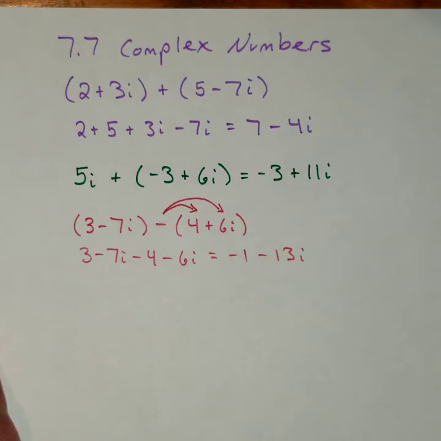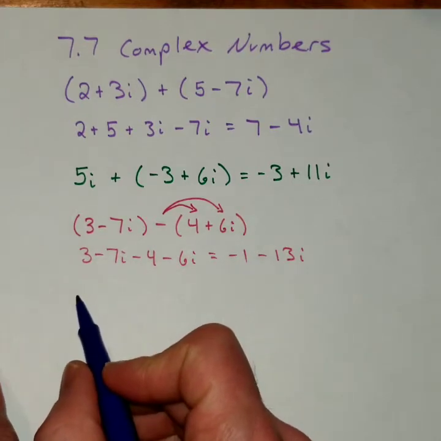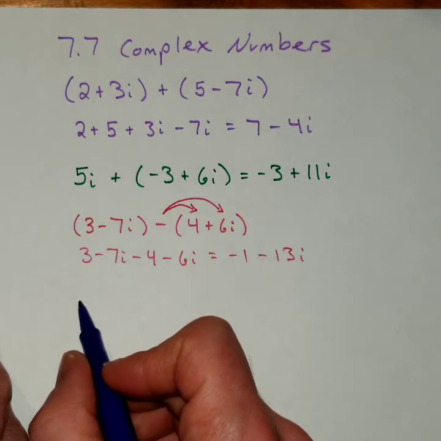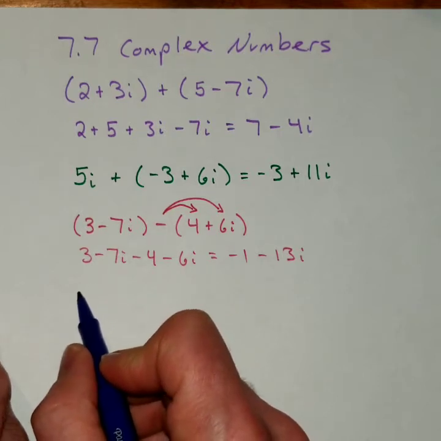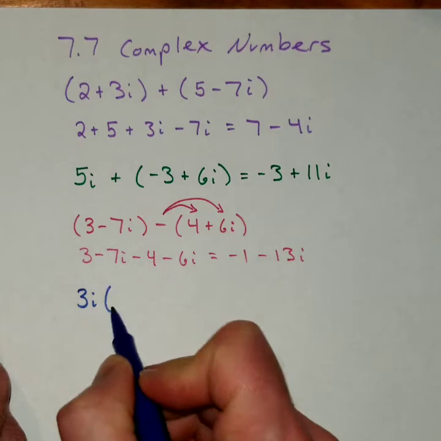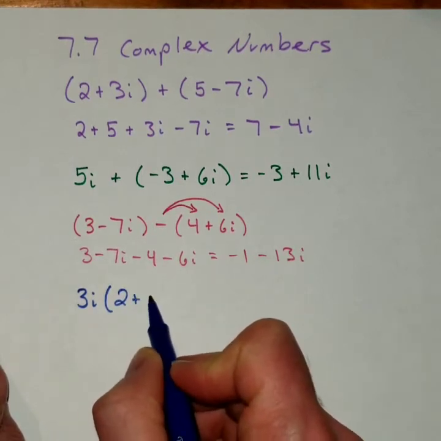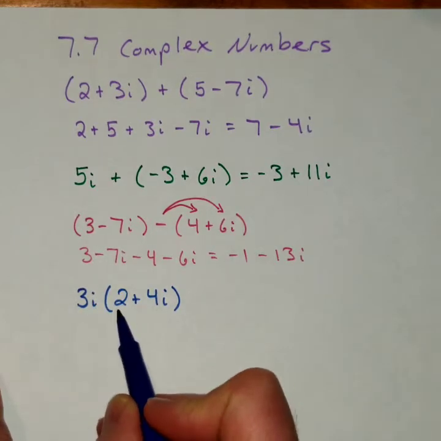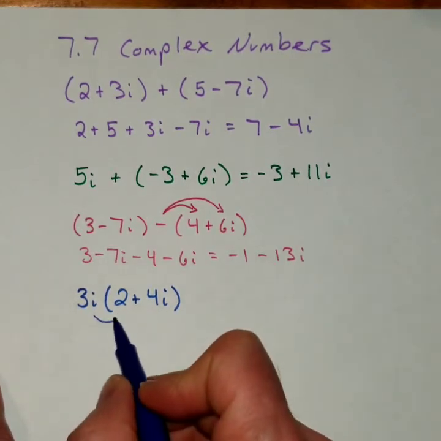It gets a little bit different when we start to multiply these things. So let's take a look at an example of multiplication. Let's look at multiplying the i's. Let's do 3i multiplied by 2 plus 4i. Well, this is a single term, a monomial times a binomial, so we're going to use the distributive property.